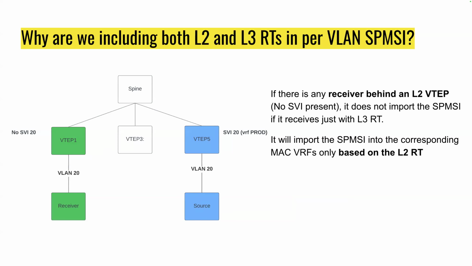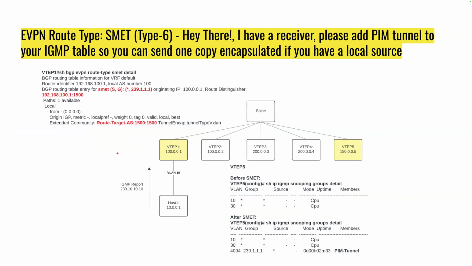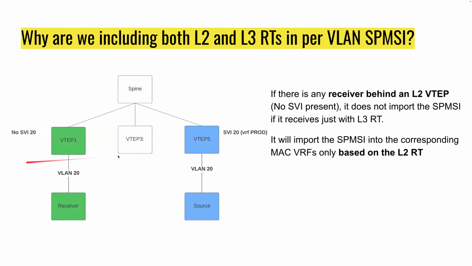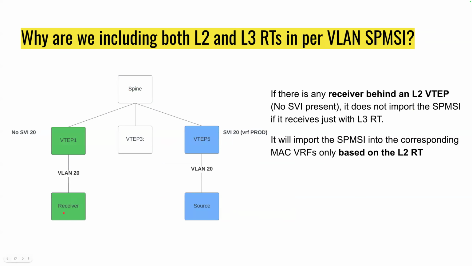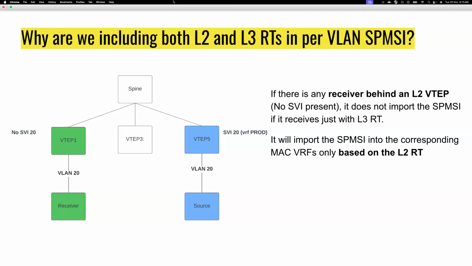Right, if you have a complete L2 VTEP, then it can only import based on the L2 route target. That is the reason when VTEP 5 generates the SPMSI for VLAN 10, it will have both L2 and L3 route targets, so that any L2 VTEP can also import those routes. And you can think like in this topology, there are other VTEPs which are L3. Maybe only this VTEP 1 is L2, which has a receiver connected. So all other VTEPs which are L3 don't need the L2 route target in the SPMSI, right? Only this VTEP 1 needs it.